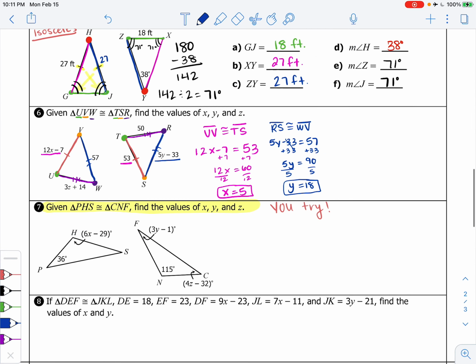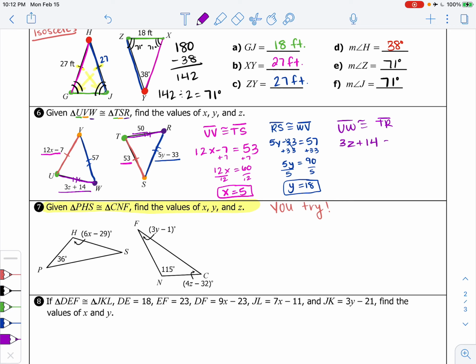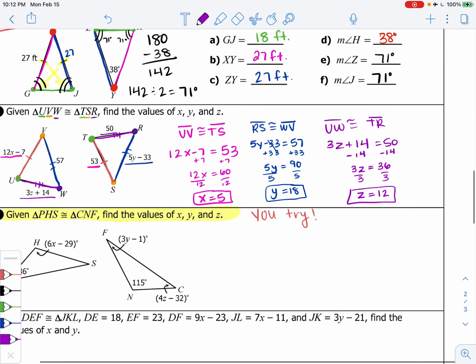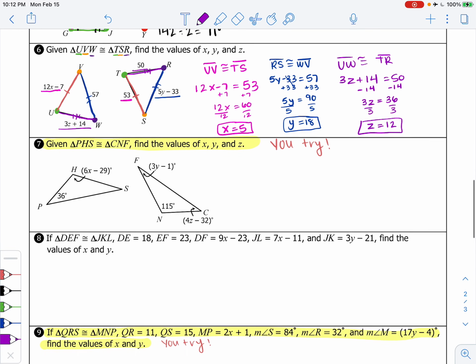And now the last one, I am comparing UW with TR. So we know UW is congruent to TR. UW is 3z plus 14, and TR is 50. So I set them equal, and now I solve. I'm going to subtract over 14. And I get 3z equals 36. Next thing I want to do is divide both sides by 3. And z equals 12. And so now we've just found x, y, and z. On the next slide in your Desmos, go ahead and give number 7 a shot and plug in what you found.